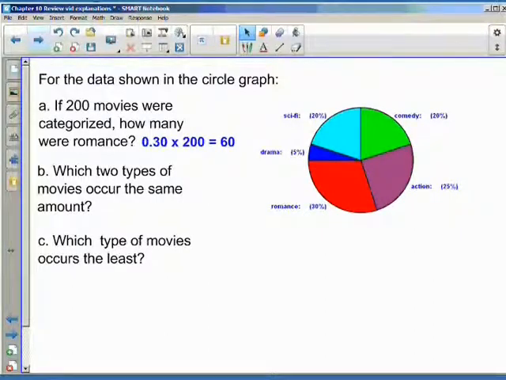Which two types of movies occur the same amount? And there we just look for the size and then make sure that they're percents. And if you look, you notice that sci-fi and comedy were roughly the same. They represented the same amount. Romance and action were more. Drama was far less. Which type of movies occur the least? And we just said drama.